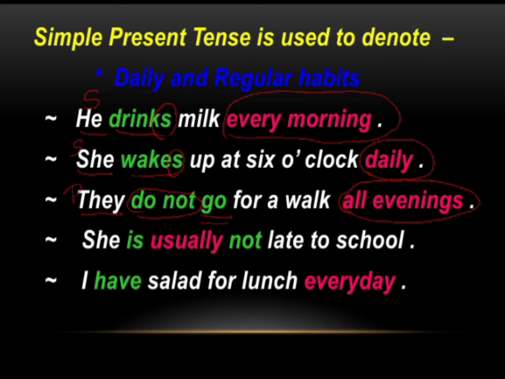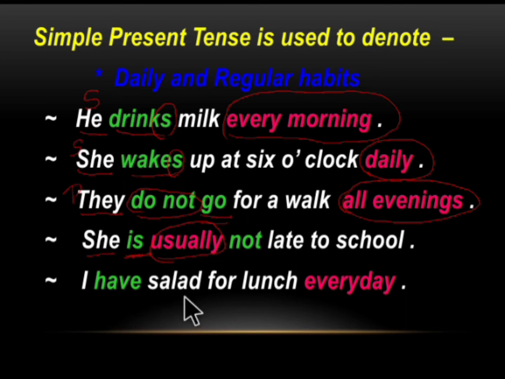The next sentence: she is usually not late to school. Here usually refers to the regular habit. So she is singular and is is actually an auxiliary verb, but here it is used as the main verb.